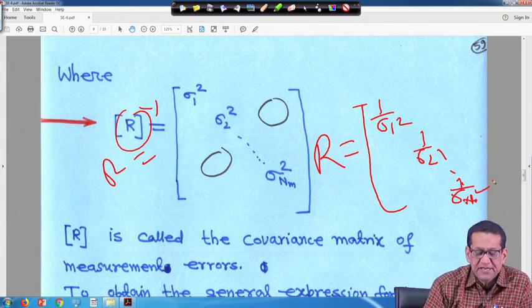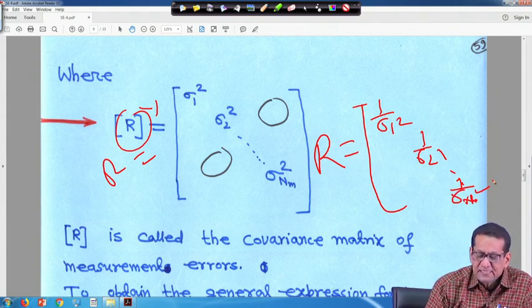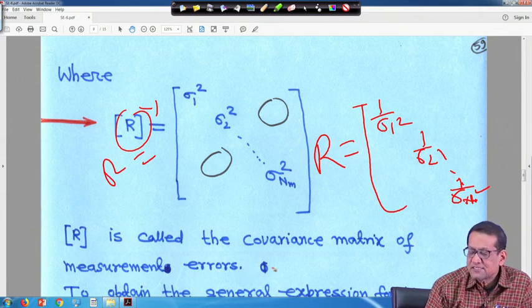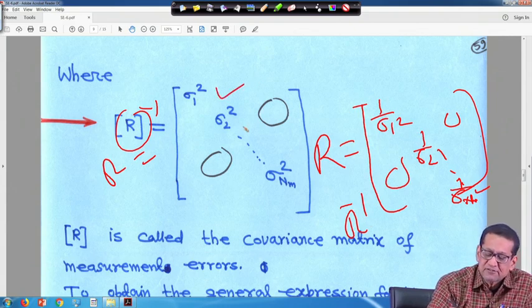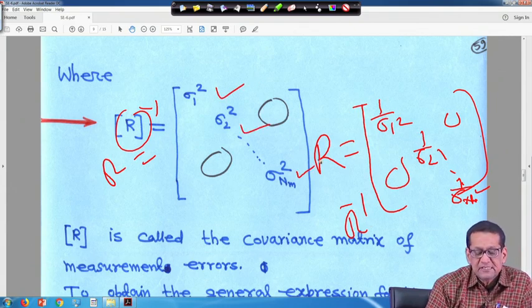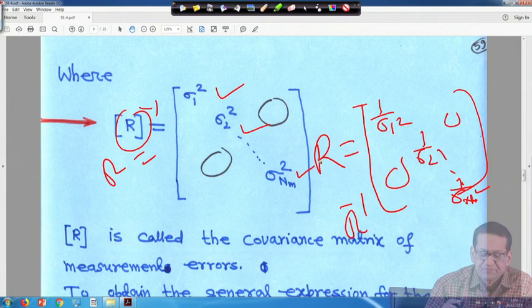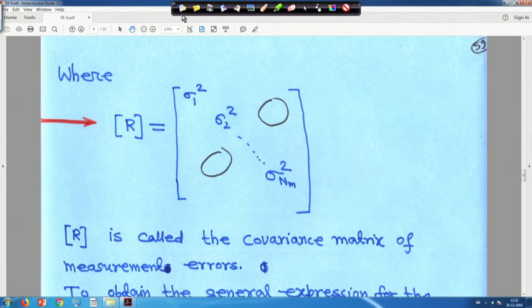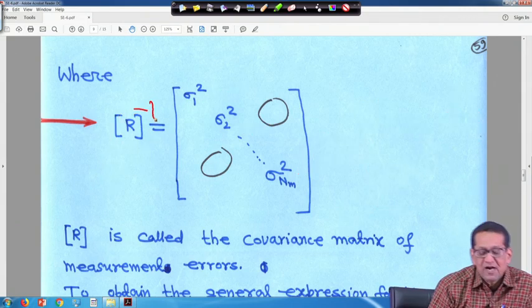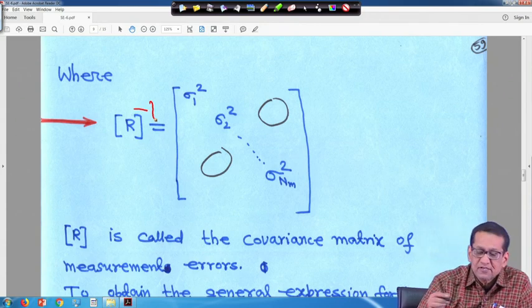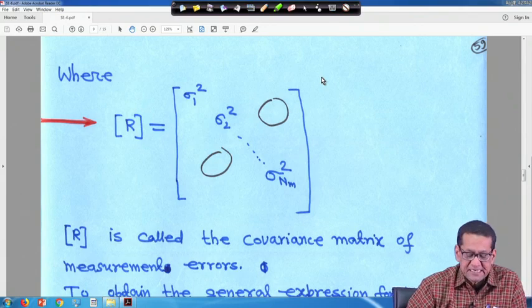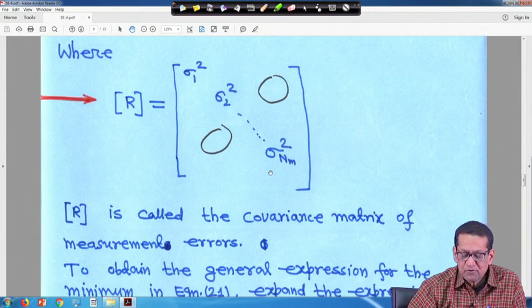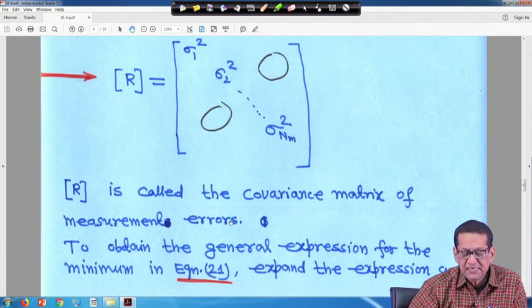n m square, right. And your R is called the covariance matrix of this thing, and this is 0, this is 0. If you take R inverse, then only it will be sigma 1 square, sigma 2 square, up to sigma n m square, right. So, that is why here it is R inverse, right. So, this is corrected. Now, R is called the covariance matrix of the measurement error, right.